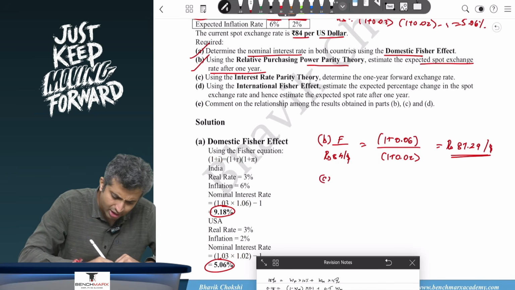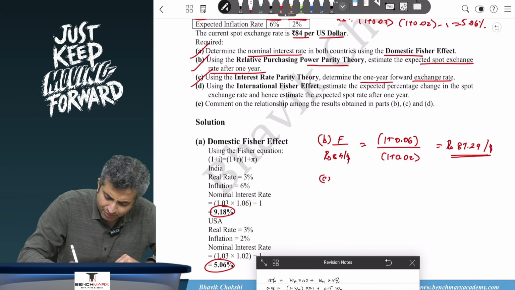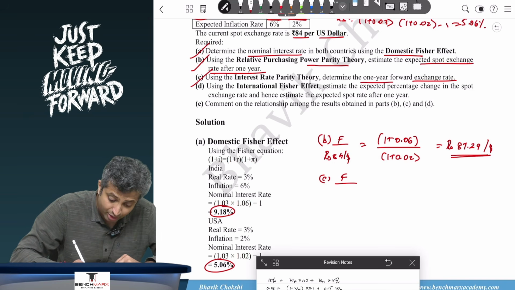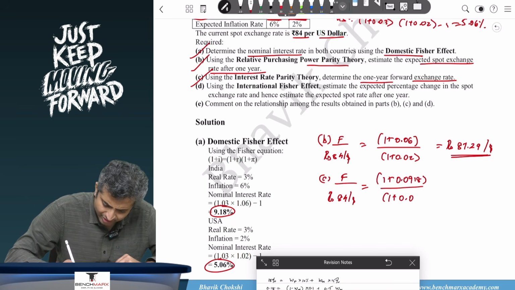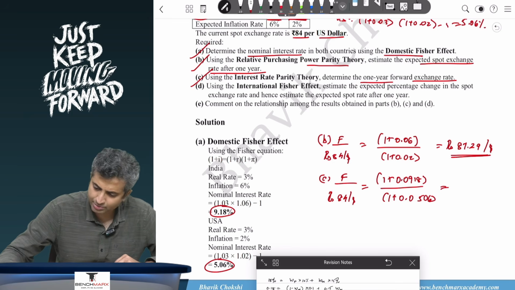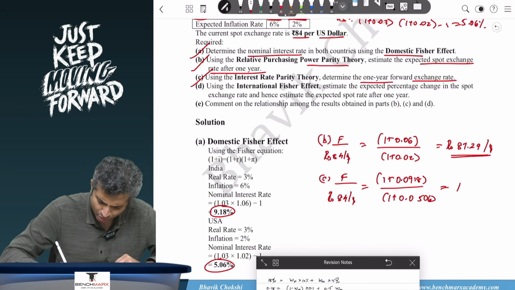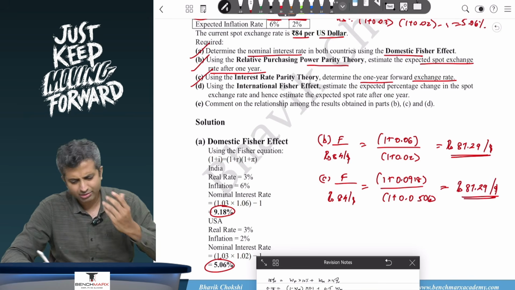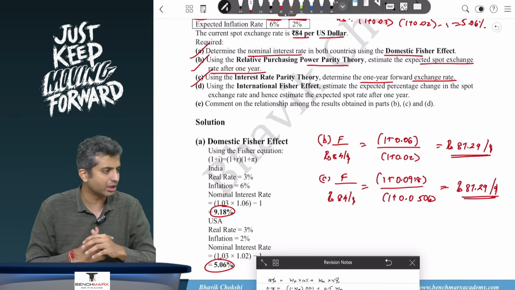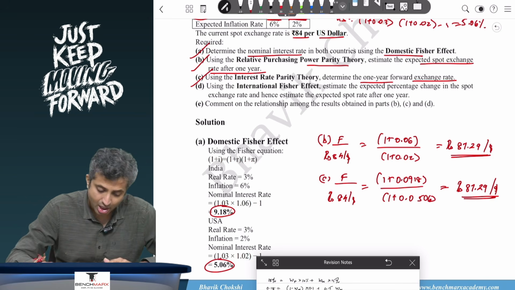Next, you look at interest rate parity, determine the 1 year forward exchange rate. So again, which interest will I take? I will take the nominal interest, not real. Real is the same. So this is 0.0918 upon 1 plus 0.0506, which comes to 84 into 1.0918 upon 1.0506. Again, if you see, this is 87.29 only. So as Fisher rightly predicts, you can take either the interest rates or the inflation rate, and you will get approximately the same answer.